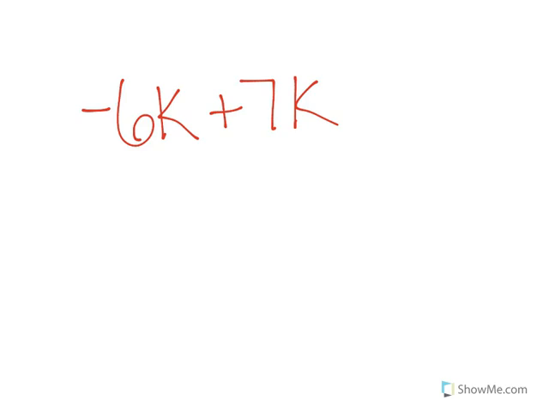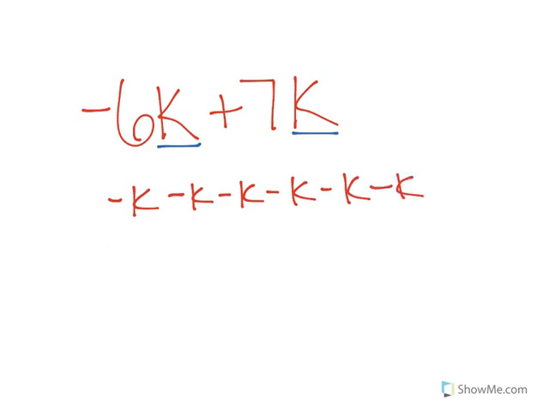What makes them like terms? It's not the numbers in front of them. It is the variable that they have. They both have a k. So another way of writing this would be negative k minus k minus k minus k, 6 of them. Underneath it we could put positive k, positive k, positive k.